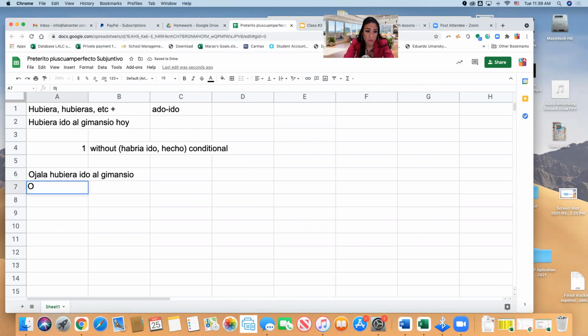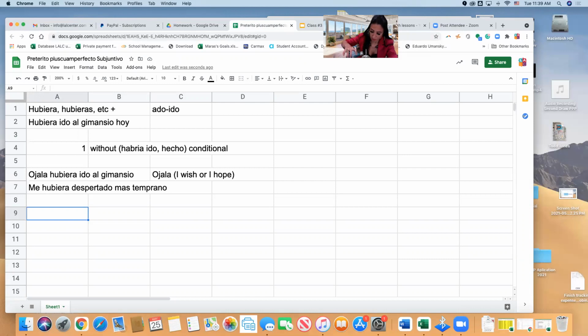Ojalá is like a mix of I wish or I hope. In this case it means I wish, because it seems like you cannot change it. Ojalá hubiera ido al gimnasio, and I didn't go. Or, me hubiera despertado más temprano, to go to the gym. Me hubiera despertado más temprano, but I didn't. What else would you have done?